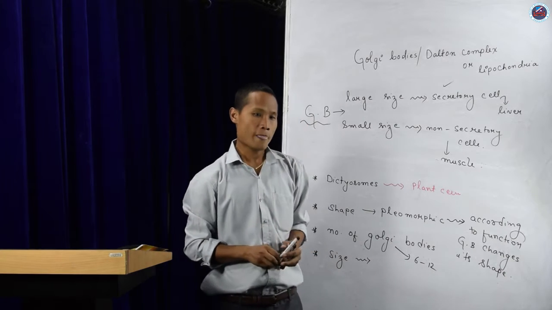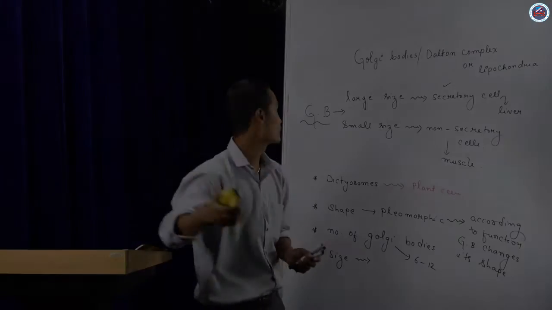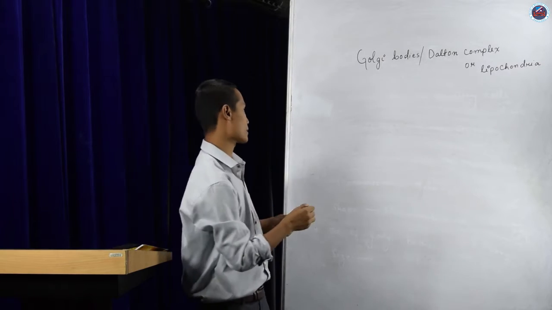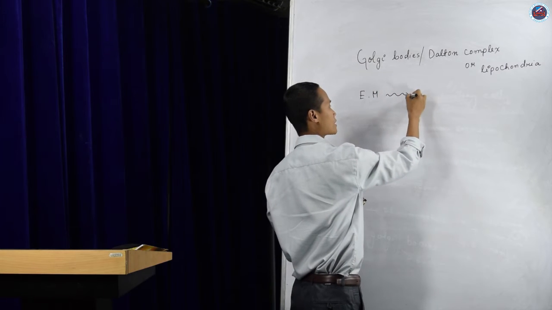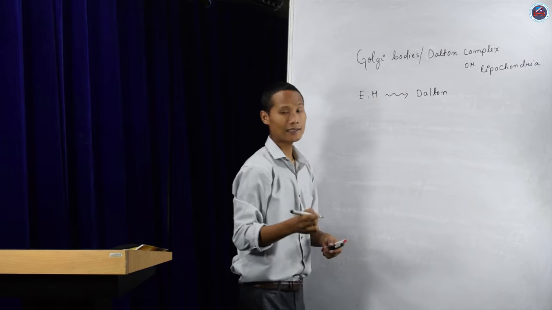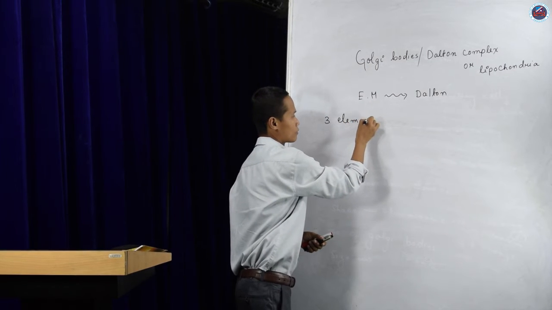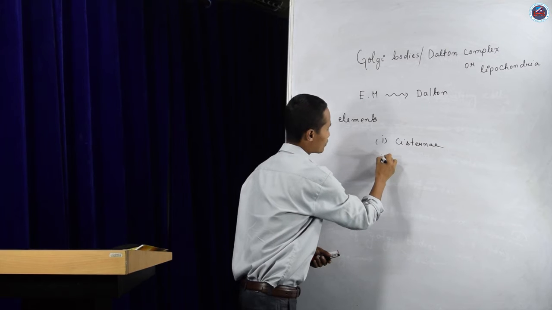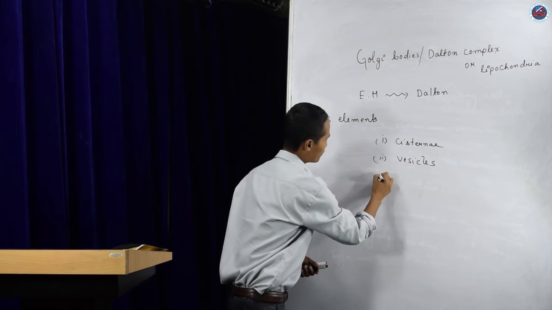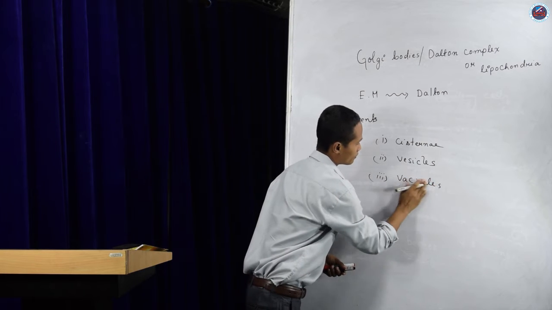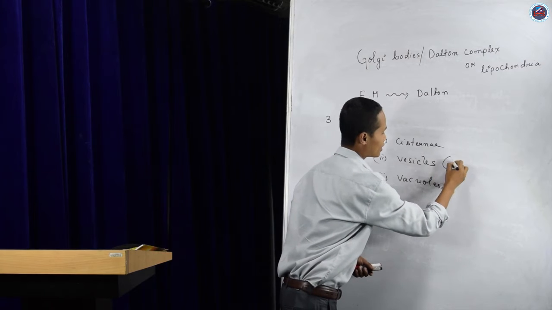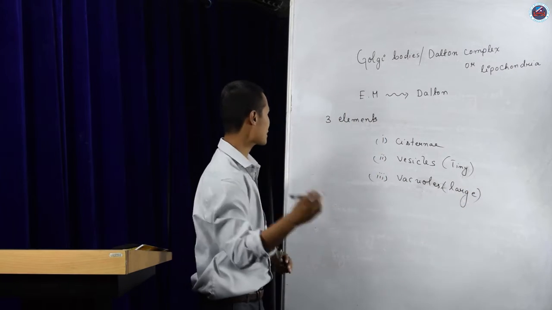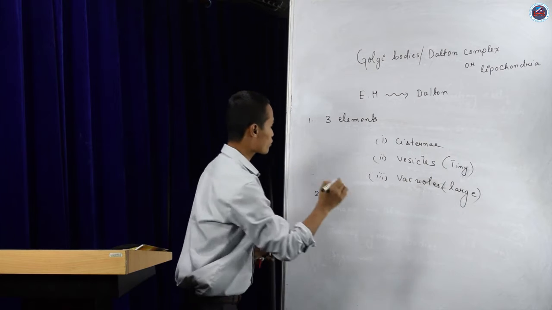Now we are going to discuss briefly the structure of the Golgi body. The electron microscopic structure was given by Dalton. Basically it has three elements. The first element is cisternae, then we have vesicles, and then we have vacuoles. These vesicles are tiny and the vacuoles are large. So these are the three basic components.